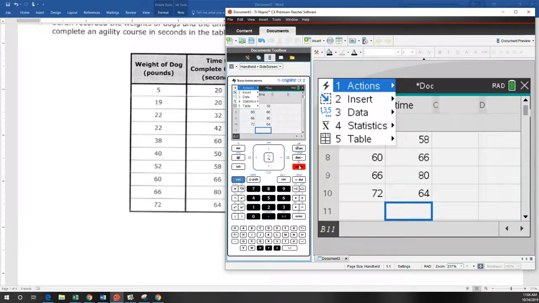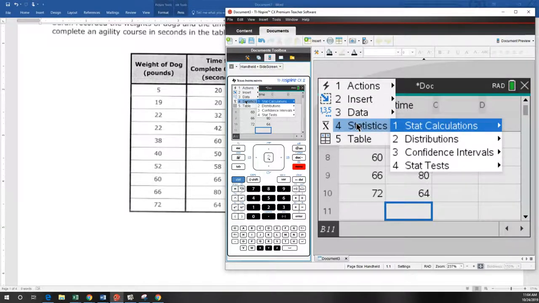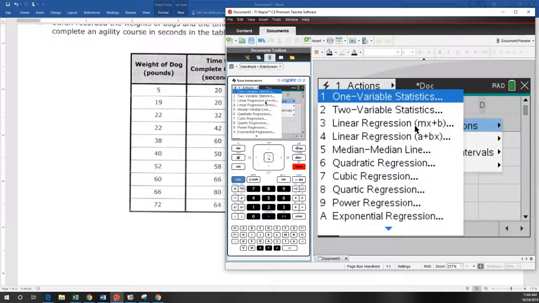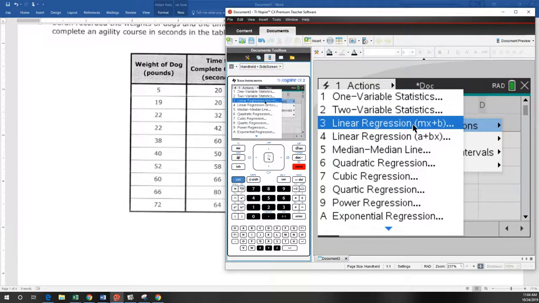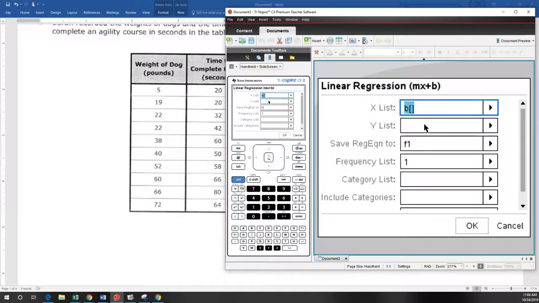From here, you're going to go to menu, statistics, stat calculations, and we're going to do a linear regression because we already decided that this was a line. So we should recognize this mx plus b as slope-intercept form. The calculator is going to give us the equation of the line that models this data. So our X list, we had in A, that was weight. And our Y list we called time.